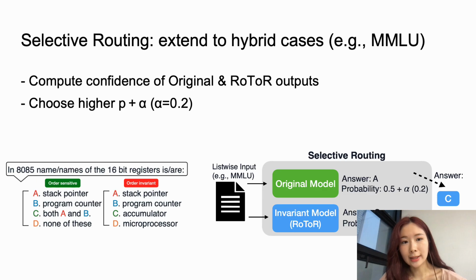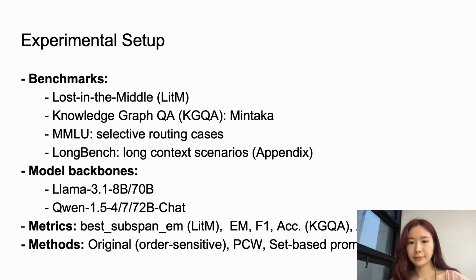For hybrid tasks that need selective routing, we compute the max token probability P for both models. If the probability of RoToR exceeds the one of the original plus alpha, we select the RoToR answer as the final answer. Otherwise, we keep the original.